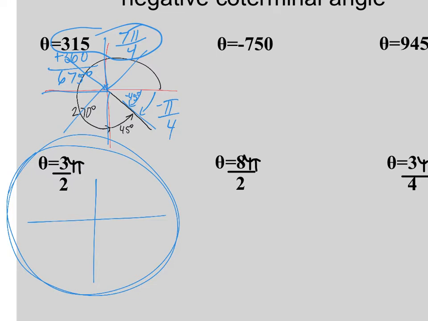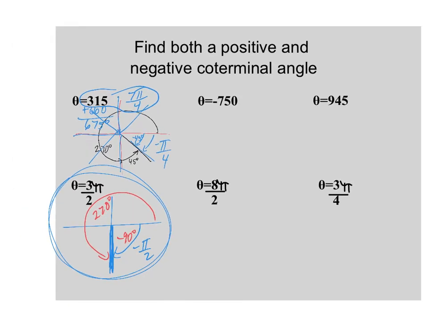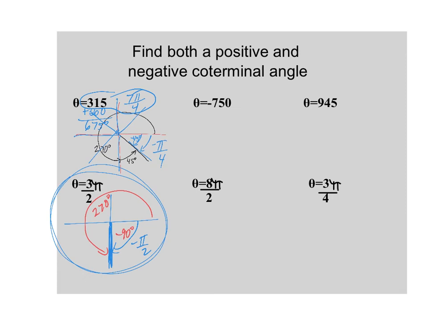How about on the 3 pi over 2? Well, I hope that you were thinking that's this spot here. And then I hope you were thinking you could use negative pi over 2. Could also do negative 90. Could also do positive 270. Those are probably the most common ones. Any other questions about coterminal angles?